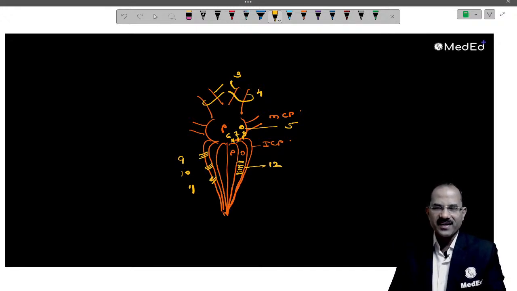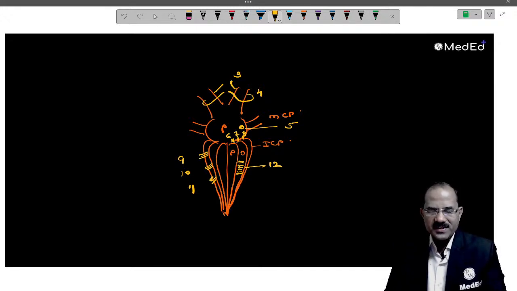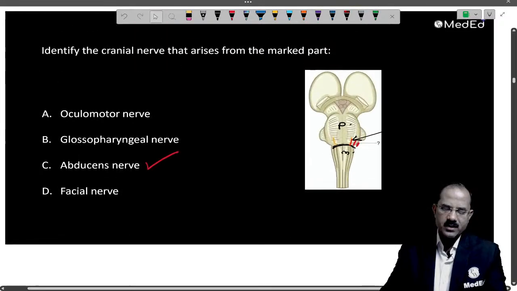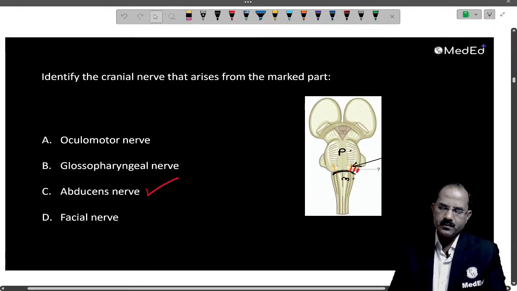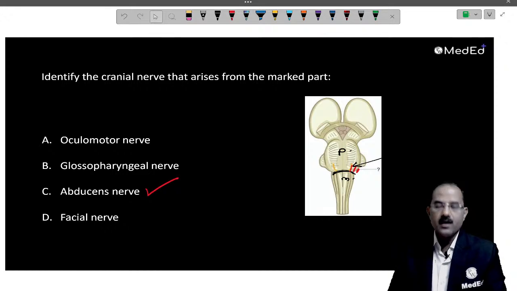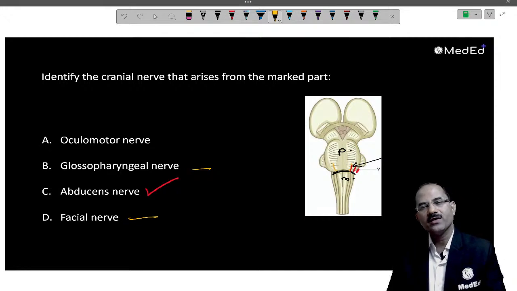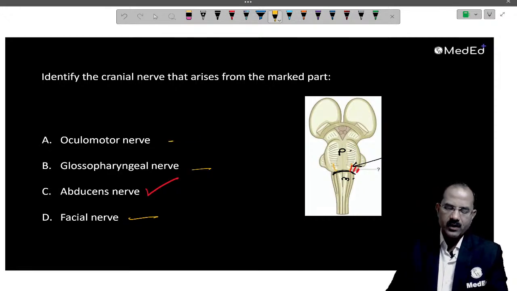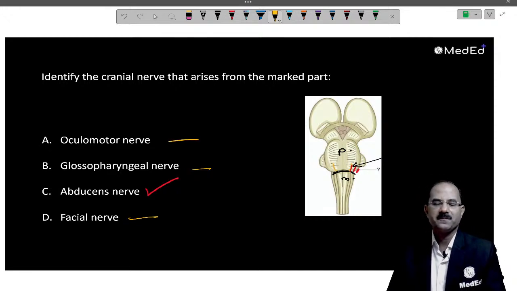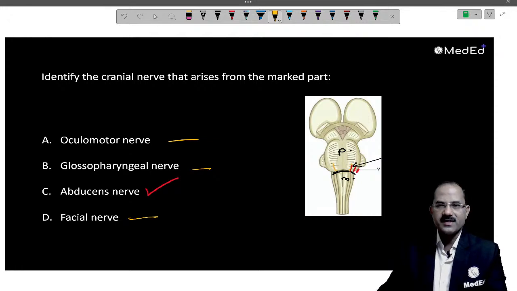Perfect, students. Are you able to follow this? Okay, so what is the answer for this MCQ? This is the abducens nerve. Lateral to the abducens is going to be the facial nerve. Glossopharyngeal nerve is between the olives and the inferior cerebellar peduncle, and oculomotor is attached to the midbrain. The answer is C.